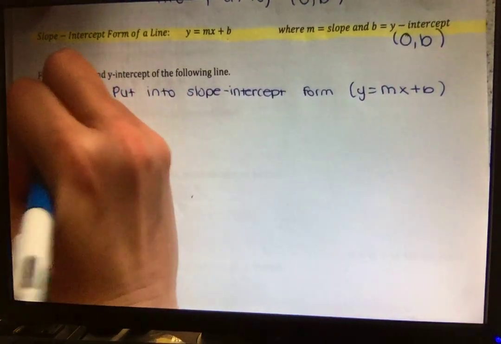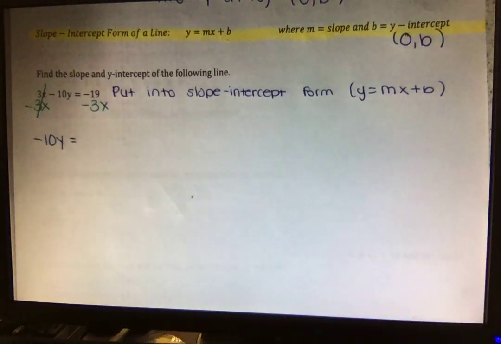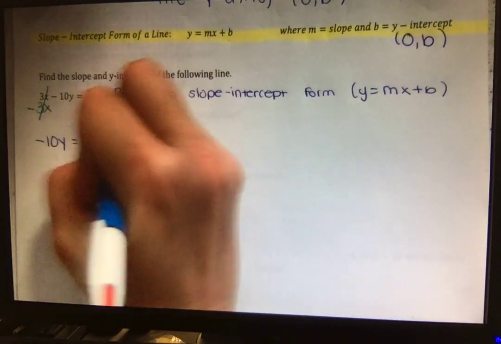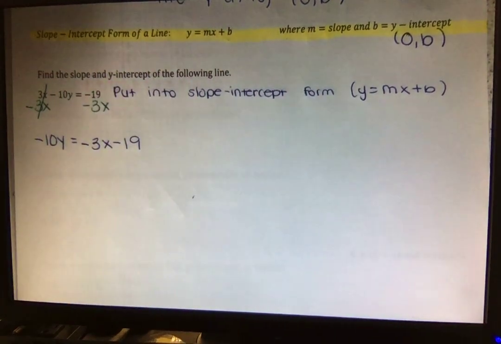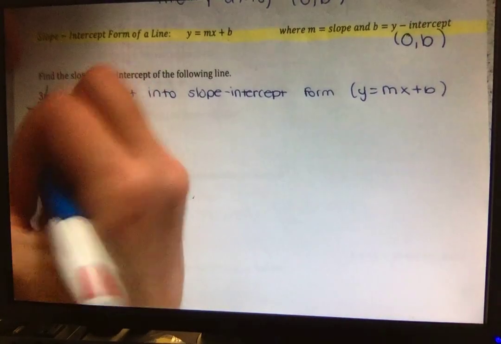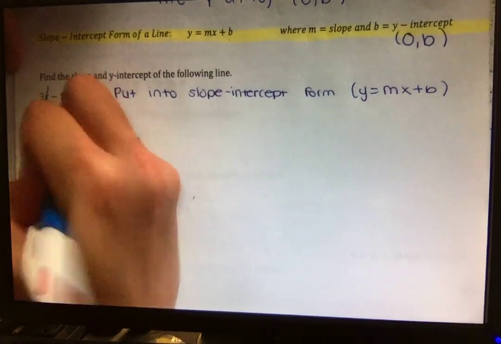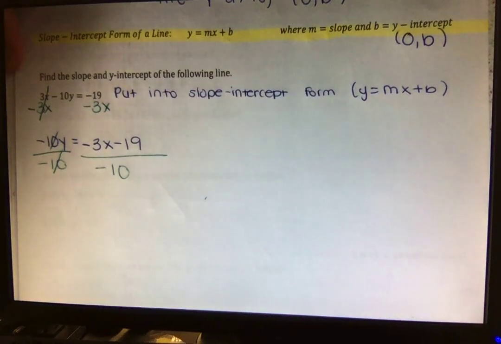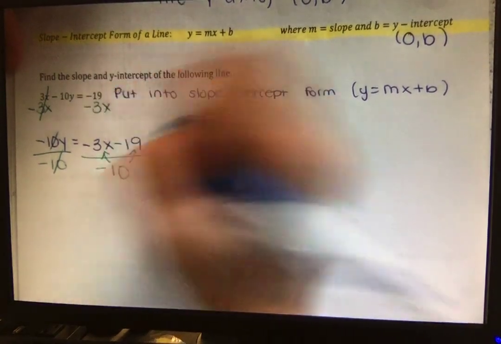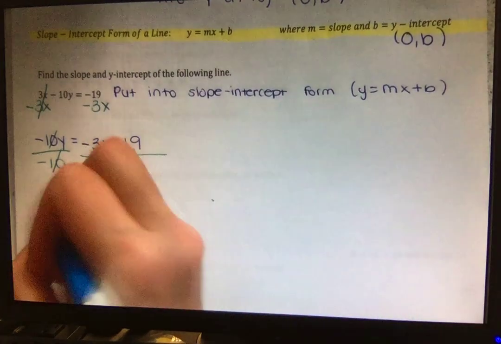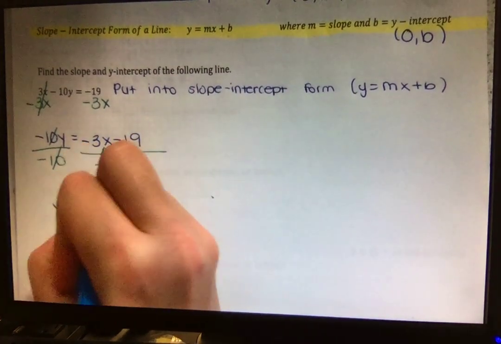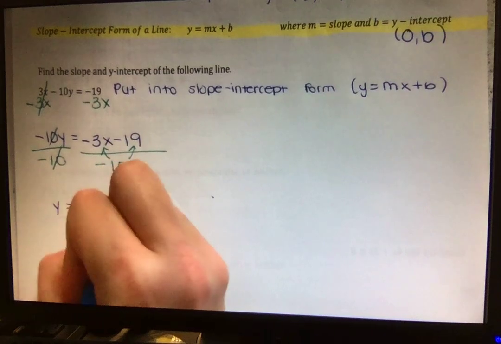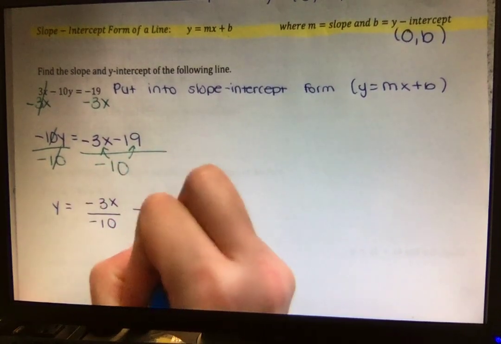So we have negative 10y equals, I want to put that negative 3x up front because I want it to be mx plus b. So negative 3x minus 19. Getting y by itself, we're going to divide both sides by negative 10. I'm dividing the left whole side by negative 10, so the right whole side needs to be divided by negative 10. So both terms on both sides of the equation. So I can rewrite this as y equals negative 3x divided by negative 10 minus 19 over negative 10.